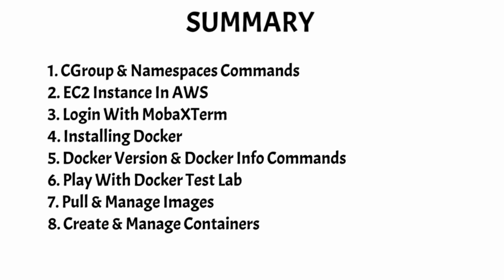And then we saw how we can pull images from the Docker Hub, and we also saw how we can manage those images, like the export and remove commands. We saw the command docker images ls, and we saw the rmi command, using which we can remove any particular image. And then we also saw how we can create containers and manage containers. And finally, we looked at how we can get into the Docker container.